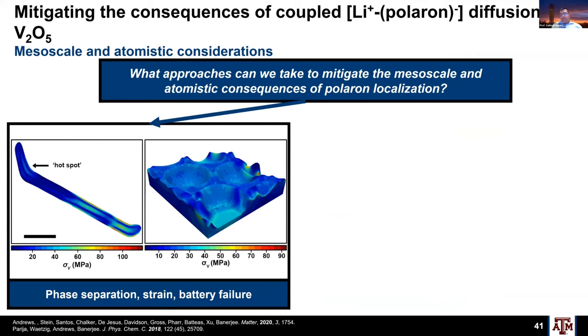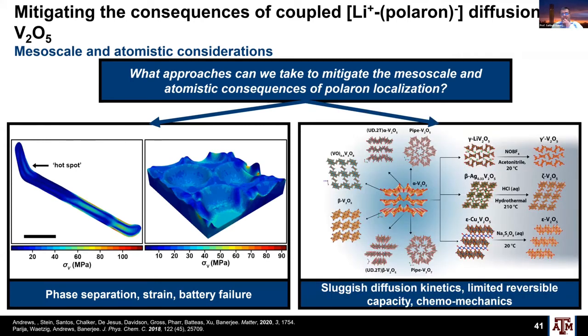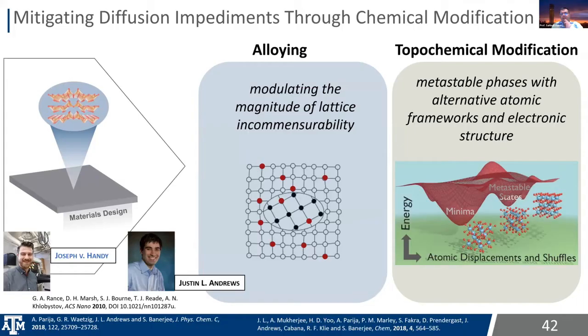So going back, geometric effects are fun. What could we do that is more chemical? So V2O5, this takes us into the realm of metastable structures. Essentially, for any given composition, you have a thermodynamic minimum, but you also have many metastable states.